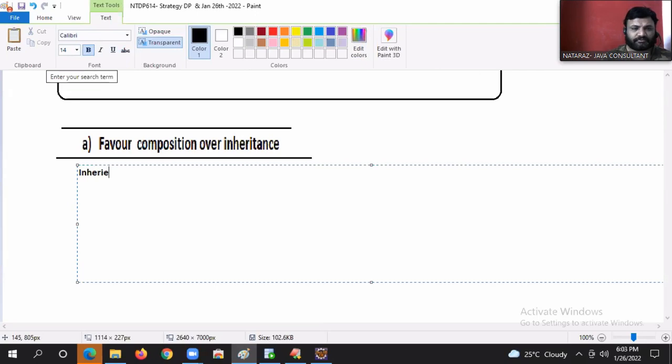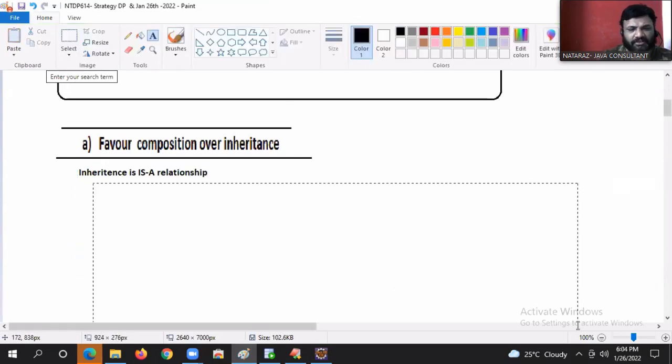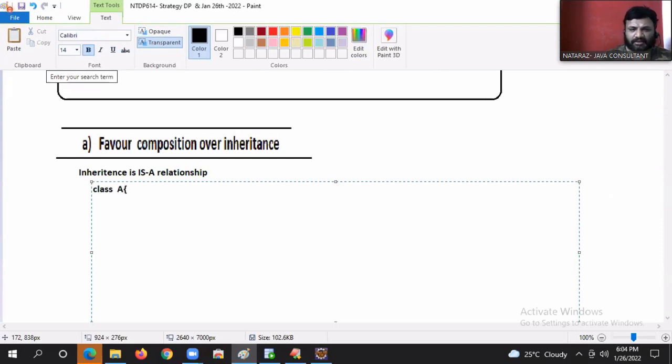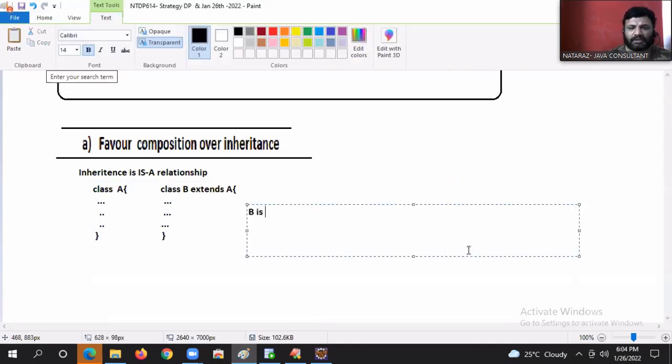Inheritance is an easy relationship. Here is my class A. Here is my class B. Class B extends A. Tell me, guys, B is a subclass of A. That is an is-a relationship.